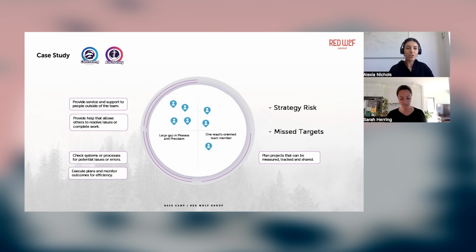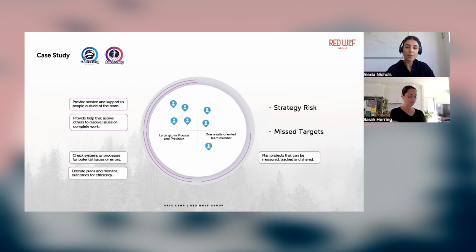We've only got 1 results-oriented team member. How are people in those top 2 quadrants going to actually flex downwards and be able to achieve the objectives in the bottom half of the wheel? Now, I'm not sure if anyone remembers this from the very first webinar, but just to reiterate, whenever a person needs to flex diagonally, it is extremely difficult.